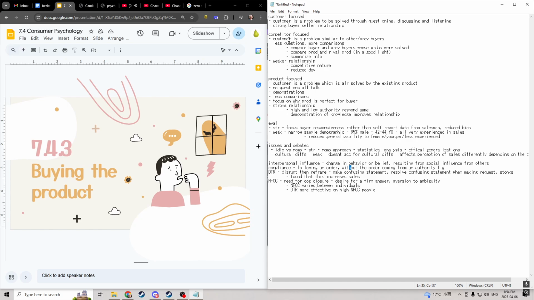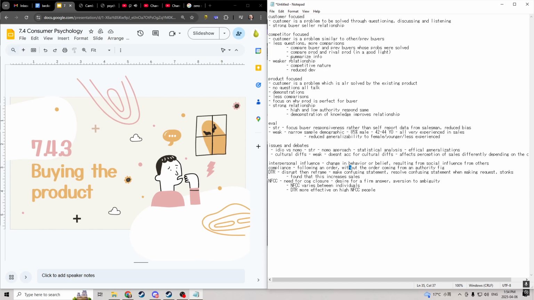Then we have competitive focus. The customer is a problem similar to other or previous buyers and can be solved in the same way. So they ask fewer questions, make more comparisons. They compare the buyer to previous buyers whose problems were solved, and how the buyer is similar to them and how their problem can be solved in the same way using their product. They compare their product and a rival product in a good light, of course, saying why their product is better than rival products, why they should buy their product instead of rival products.